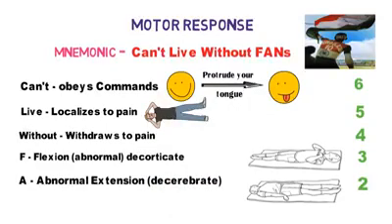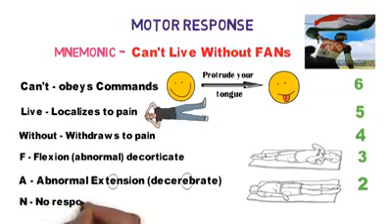As in decerebrate, there occurs extra E in comparison to decorticate. So extension is there in decerebrate. Lastly, N stands for no response. So motor response is 1.